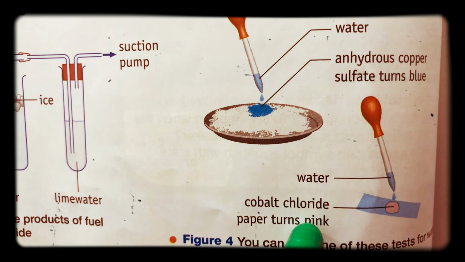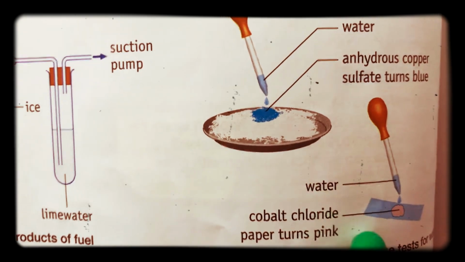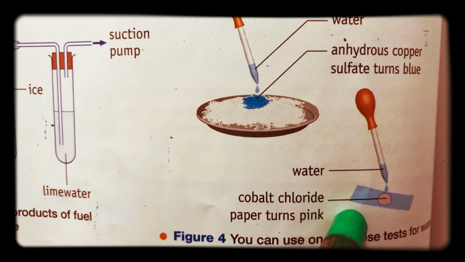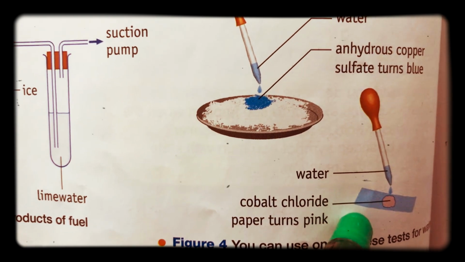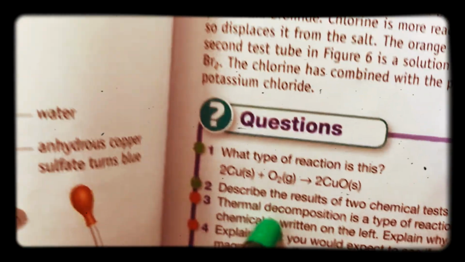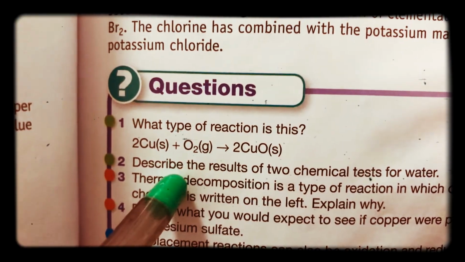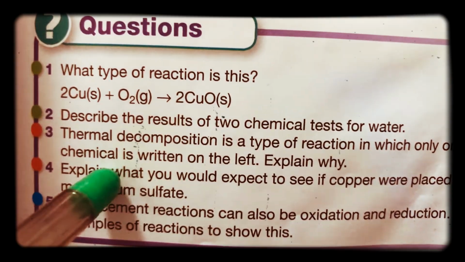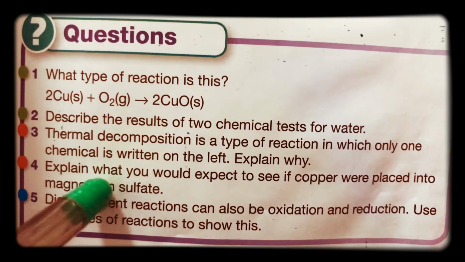And the other way is by using anhydrous cobalt chloride. When you add water, that paper turns from blue to pink. So that's the answer to this question. Describe the result of 2 chemical tests for water. Right, let's have a look at the third one.